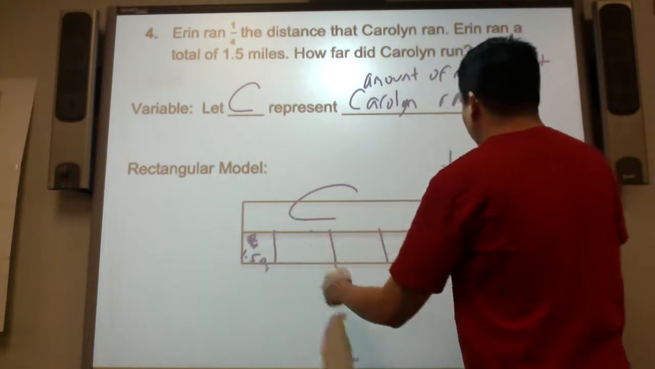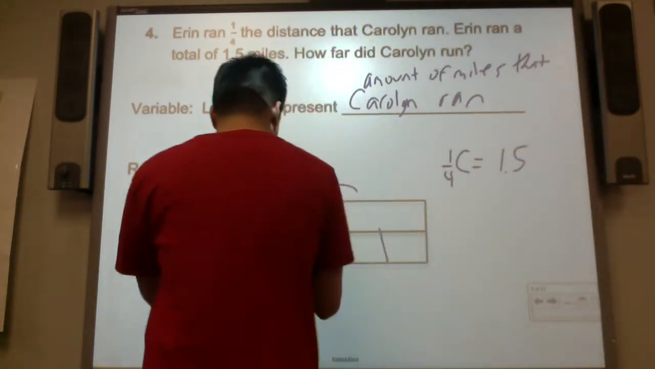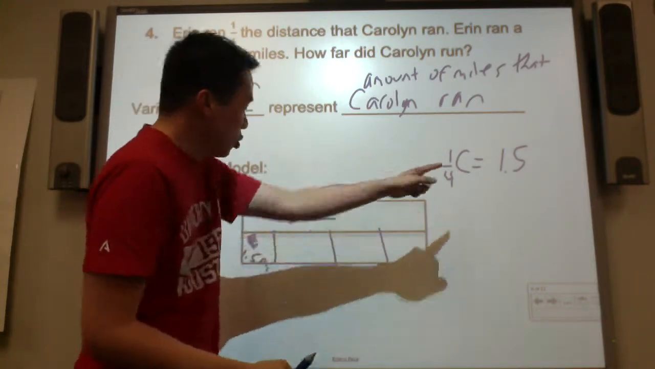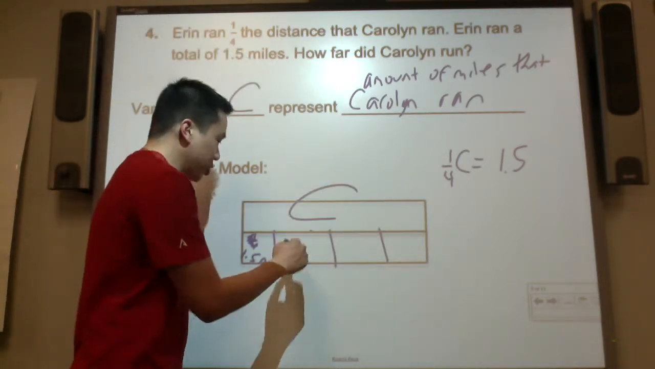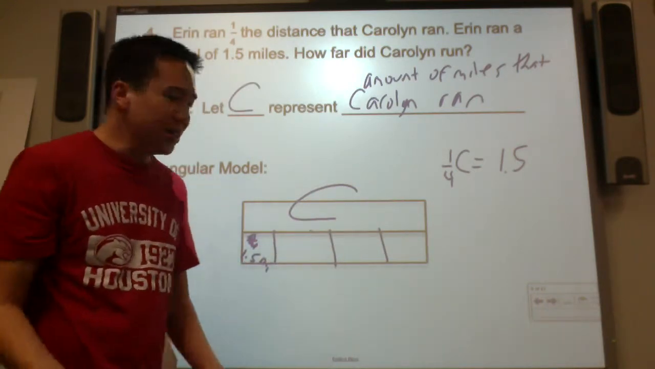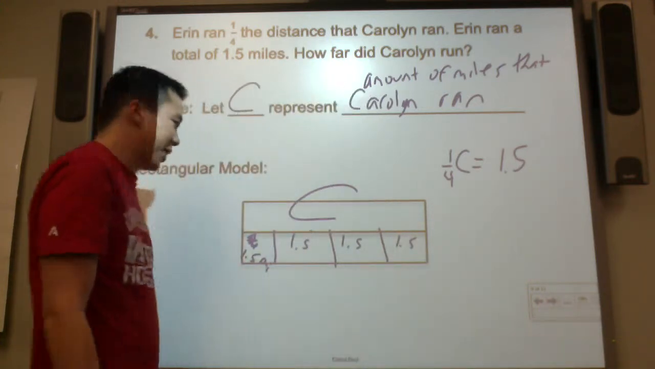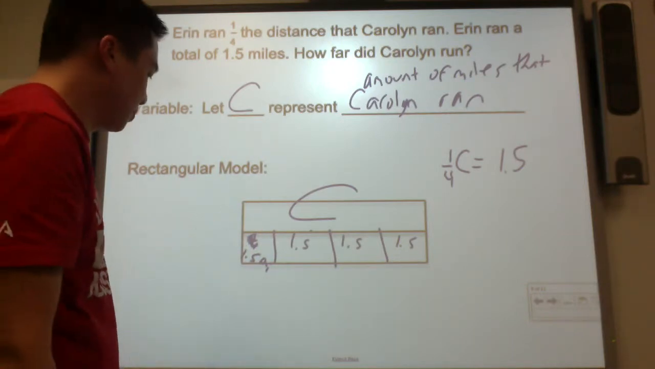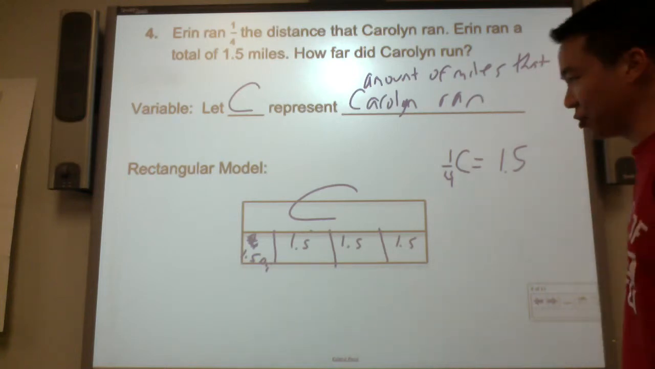A fourth of what Carolyn ran is 1.5. So here's Carolyn. If you take a fourth of this, it's going to equal 1.5. So we could solve this another way, without the equation. Sometimes the pictorial model is easier. We know each fourth is 1.5 miles, so that means Carolyn ran 6 miles. A fourth of what Carolyn did is equal to 1.5 miles.